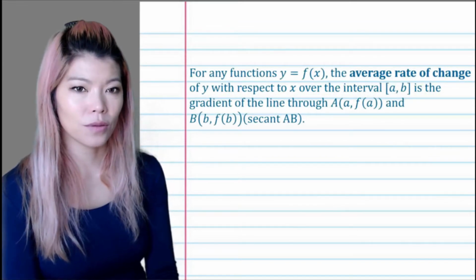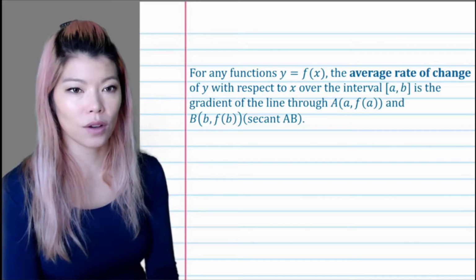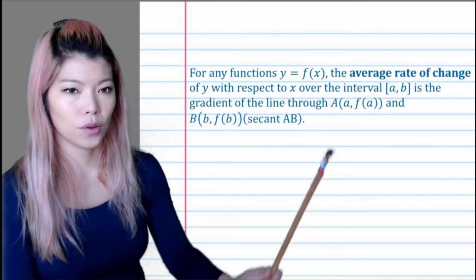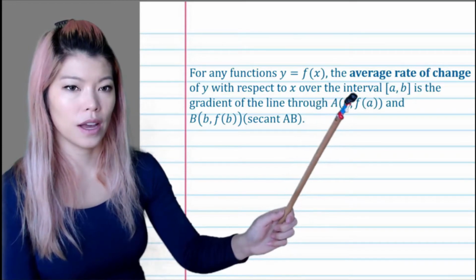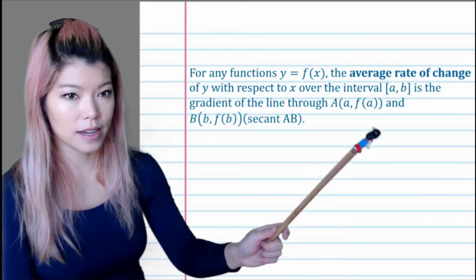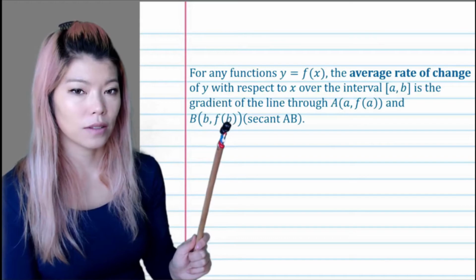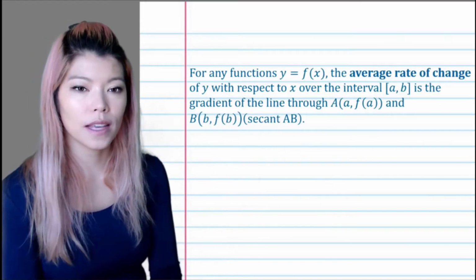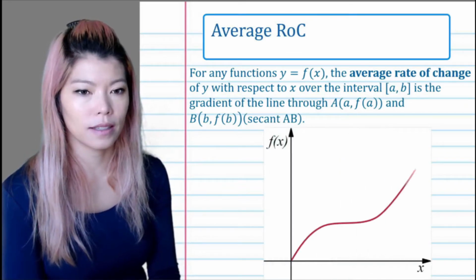For any function y equals f(x), the average rate of change of y with respect to x over the interval a b is the gradient of the line through a, f of a, or the x value a, and the y value found by f of a, and b, f of b. So the x value is b, the y value is found by putting f of b. And we call this the secant. So the average rate of change is called the secant.